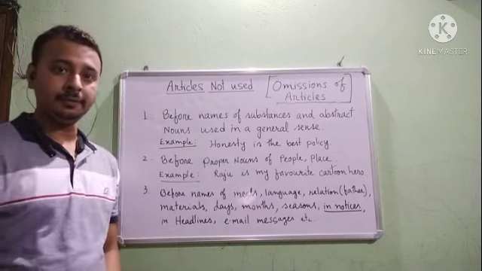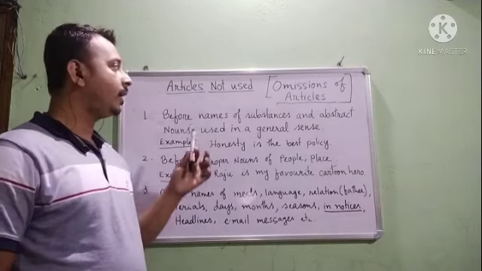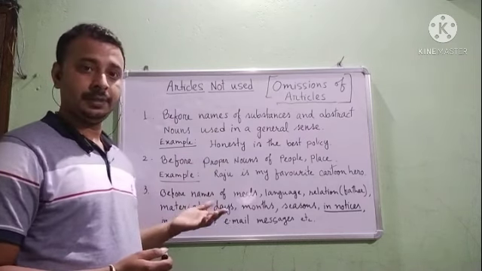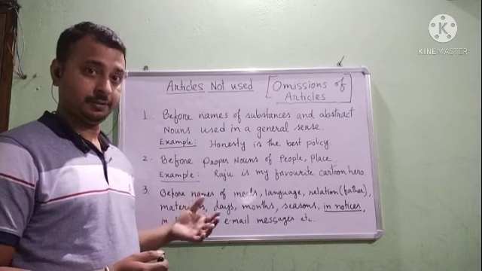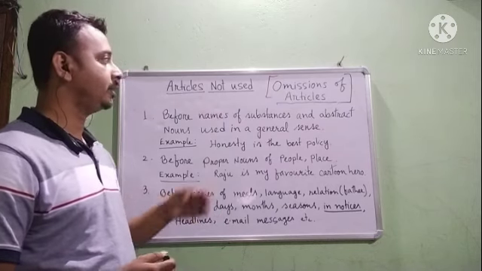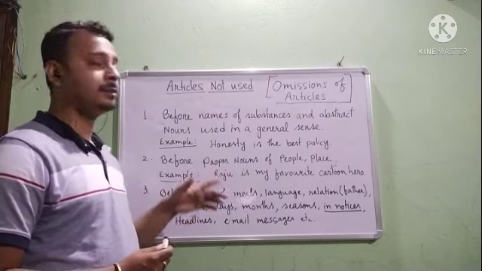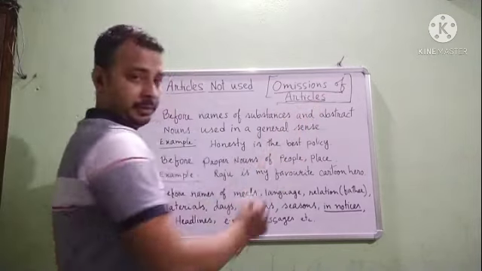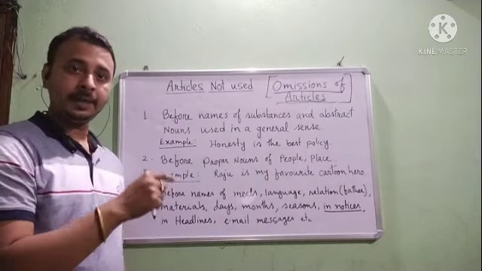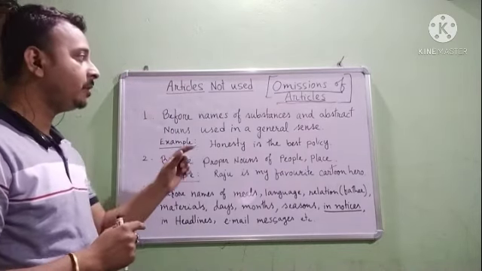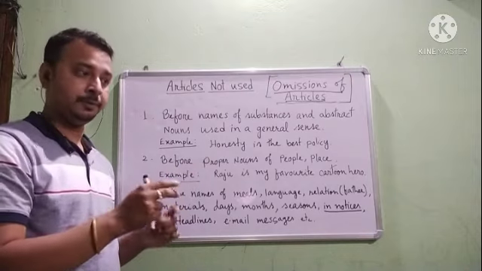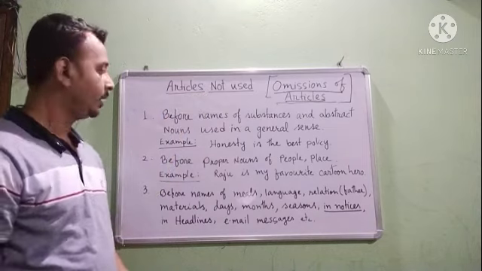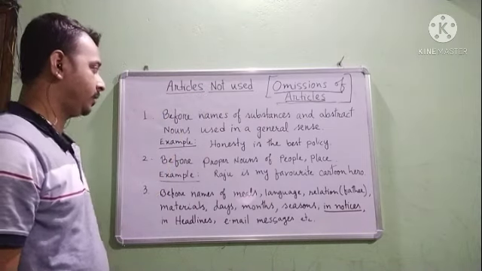So students, now you will learn articles not used. In previous chapters and lessons, previous lectures, I told you where articles are used. Now you will learn articles not used, and this is also called omissions of articles. You remember, this is also called omissions of articles. Omission means we have to leave out, we have to avoid articles in such cases. That is called omissions. So let's see where we have to avoid articles.